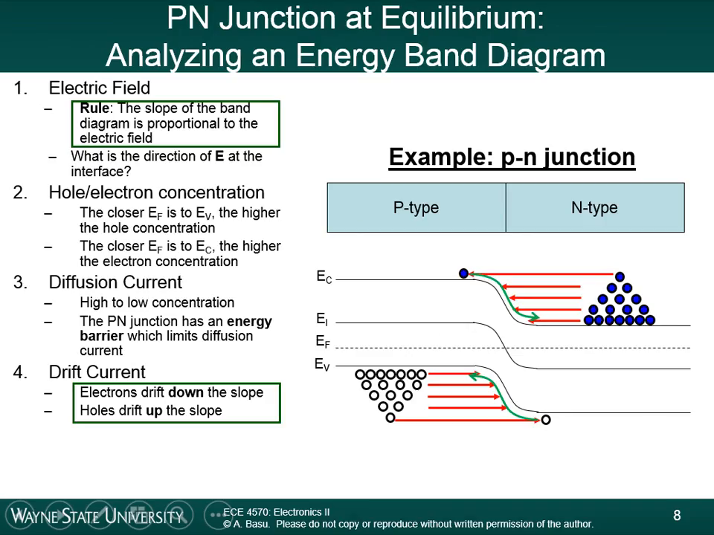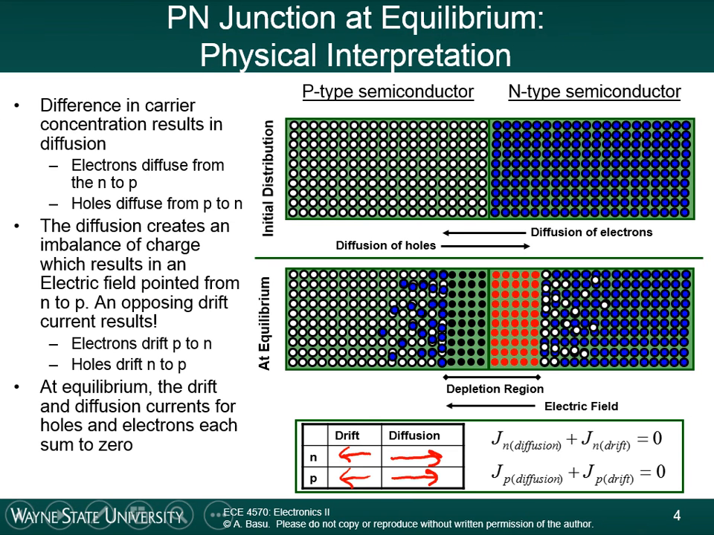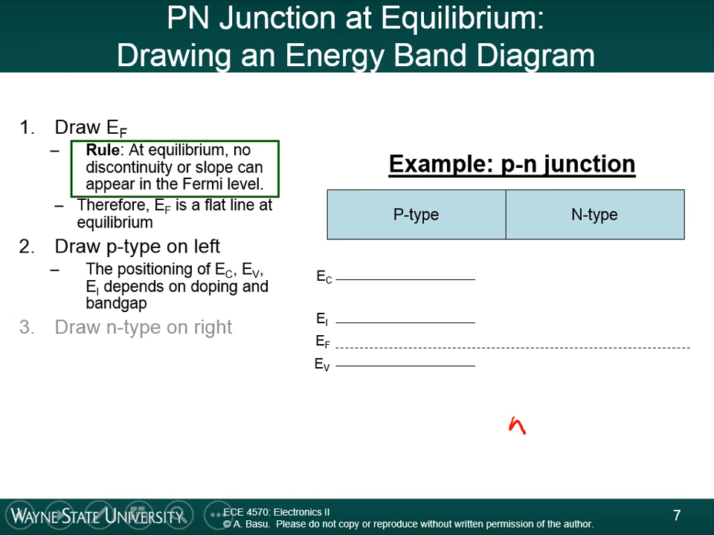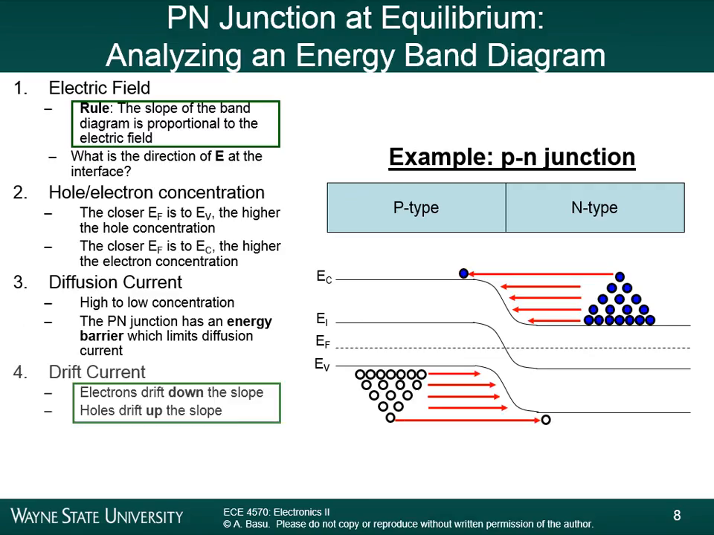So these processes that we talked about are sort of the physical model of what the carriers are doing. Now we see an energy band model for what is happening. I want you to understand these processes in terms of the physical model as well as the energy band model.